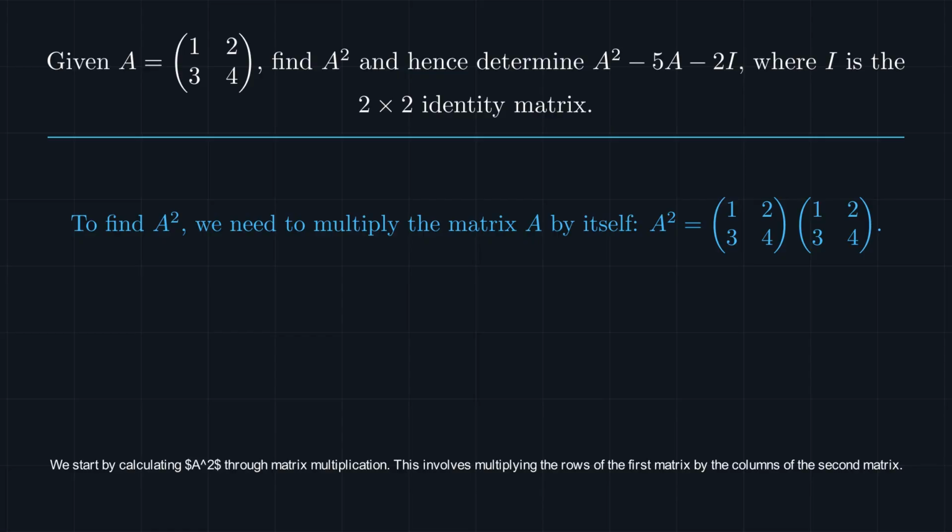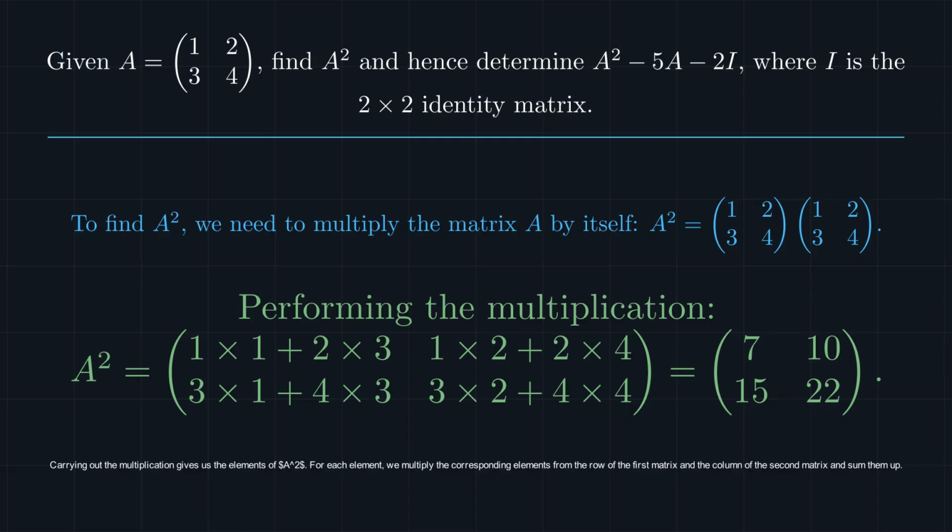We start by calculating A squared through matrix multiplication. This involves multiplying the rows of the first matrix by the columns of the second matrix. Carrying out the multiplication gives us the elements of A squared. For each element, we multiply the corresponding elements from the row of the first matrix and the column of the second matrix and sum them up.